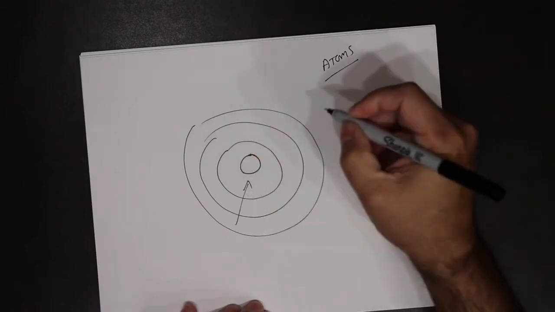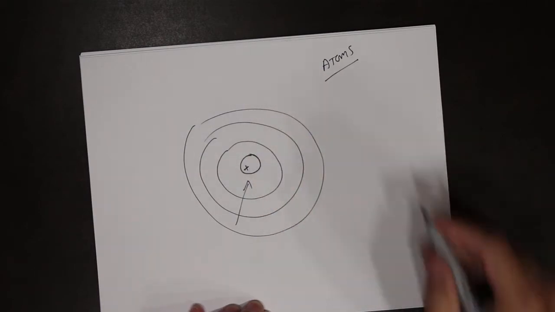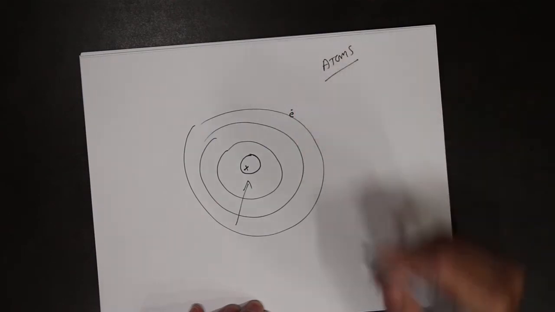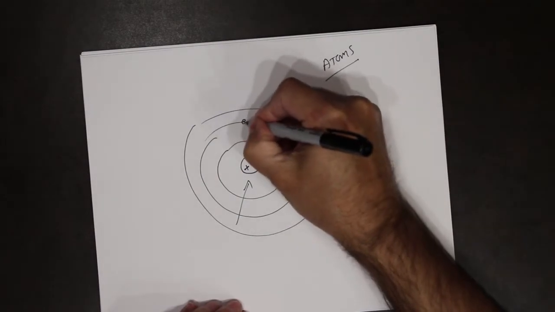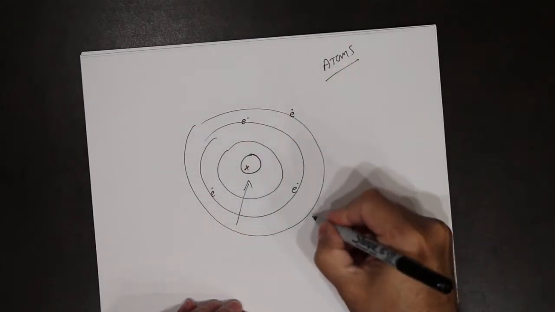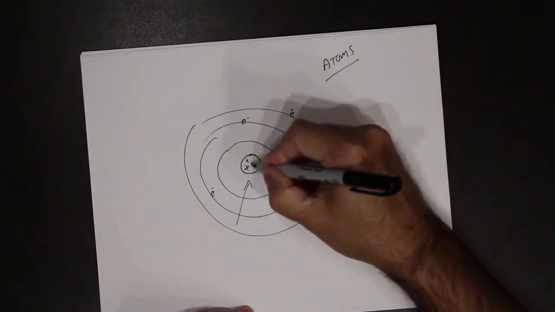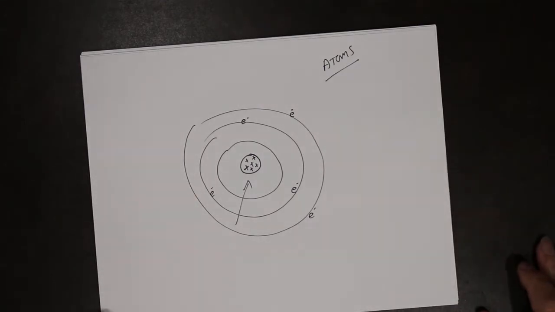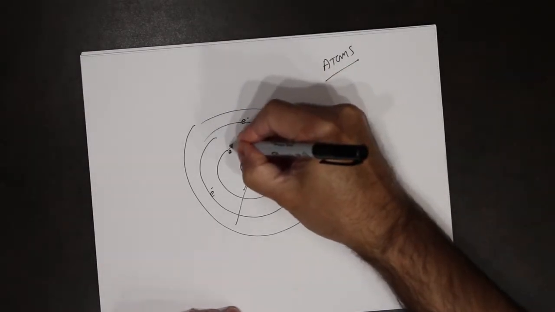So in the nucleus of the atom, we have protons, positively charged. In the rings, we have electrons, so little electrons, and they are negatively charged. So there's a number of electrons in the shells. And for every electron, we have protons, so that the atom remains balanced. So we got 1, 2, 3, 4, 5, 1, 2, 3, 4, 5, 6. I will throw one more in here.